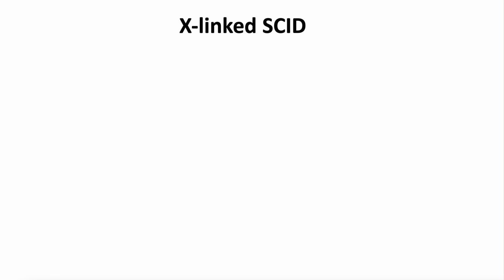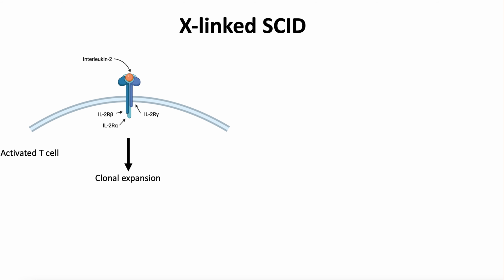Now, the most common form of SCID is X-linked SCID. And to describe X-linked SCID, I'm first going to talk about the interleukin-2 receptor. Activated T cells express the high-affinity interleukin-2 receptor. This is composed of interleukin-2 receptor alpha, beta, and gamma. It's a trimer. And when interleukin-2 binds this receptor, it induces clonal expansion.